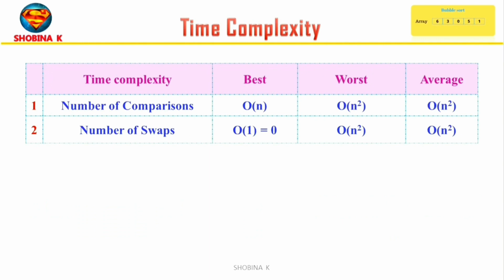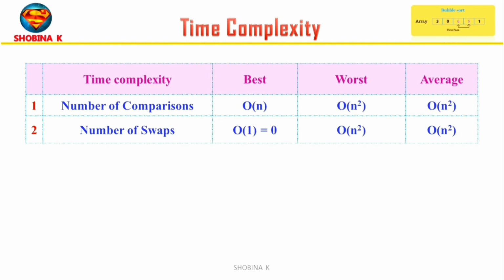Now let's analyze the time complexity of the optimized bubble sort algorithm. The worst case complexity of the bubble sort algorithm is order of n square. This is the case when the array is reversely sorted, that is, in descending order. What we require is ascending order. So the number of swaps of two elements is equal to the number of comparisons. Therefore, in the worst case, the number of comparisons and the number of swaps is order of n square.